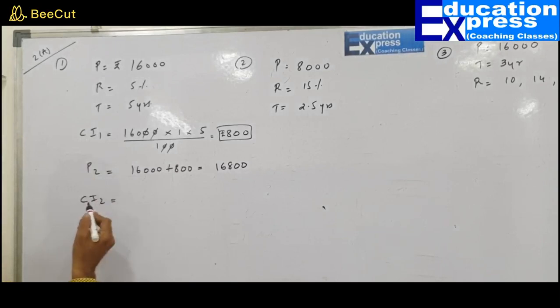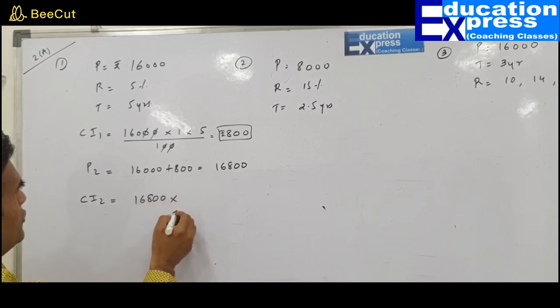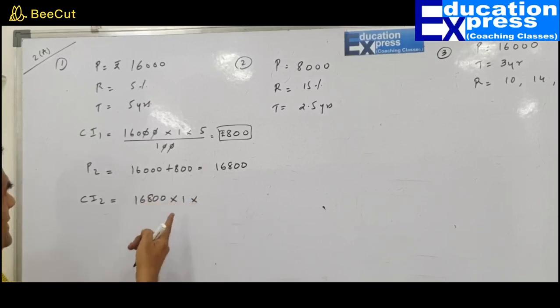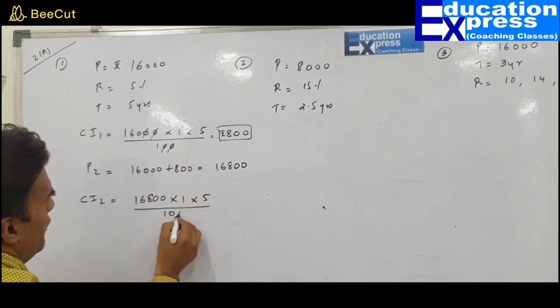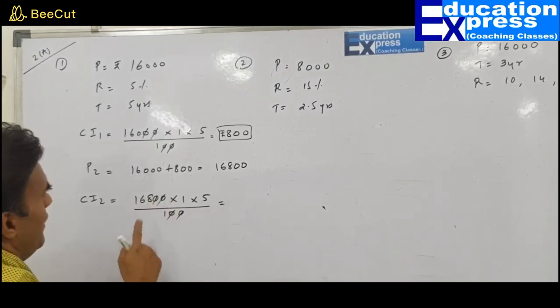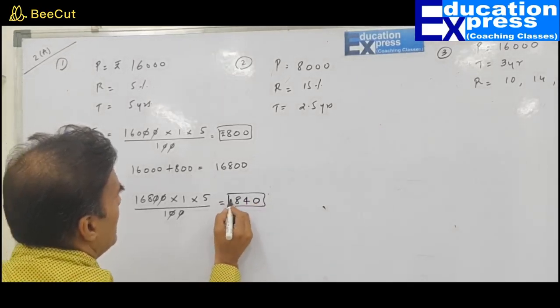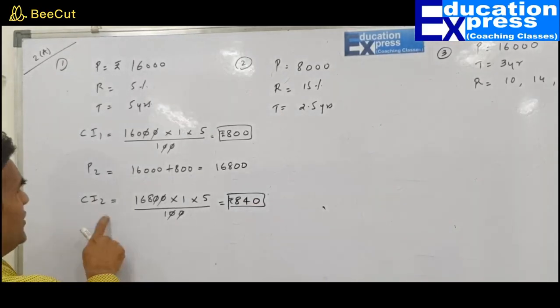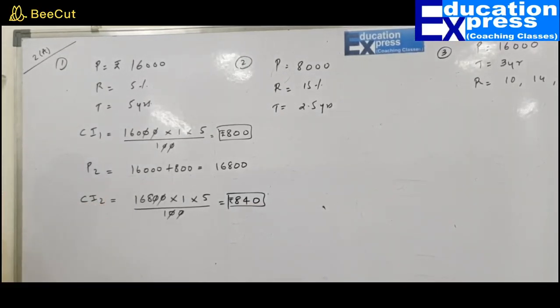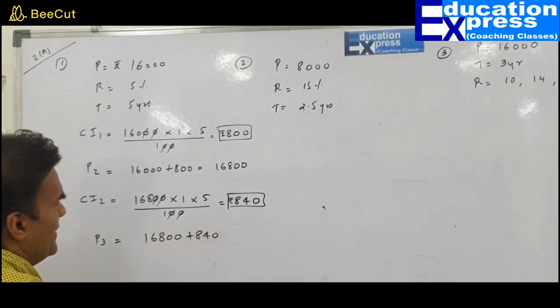Then find out compound interest for the second year, which will always be on the P2. 16,800 into 1 second year. Rate 5% upon 100. 168 5s are 840. So 840 is the amount of interest earned for the second year. Can we move on to the third one? Of course, sir. So P3 will become what I started with, 16,800 plus 840 is the interest.